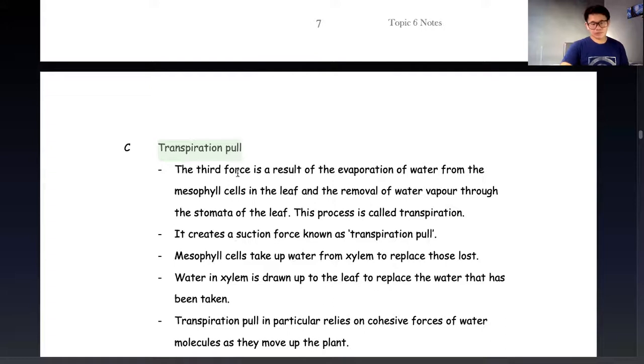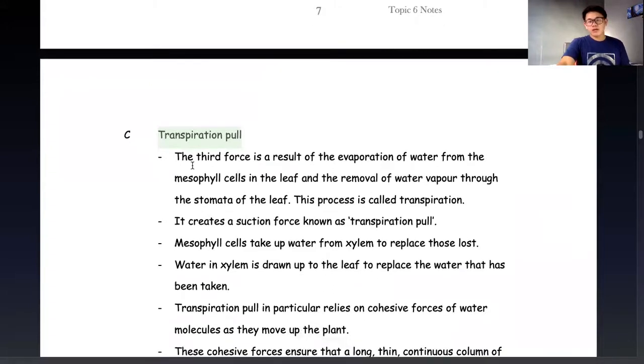Okay, now I'll explain what transpiration is. We'll just go through it first. The third force is a result of the evaporation of water from the mesophyll cells in the leaf and the removal of water vapor through the stomata of the leaf. And this process is what we call transpiration.